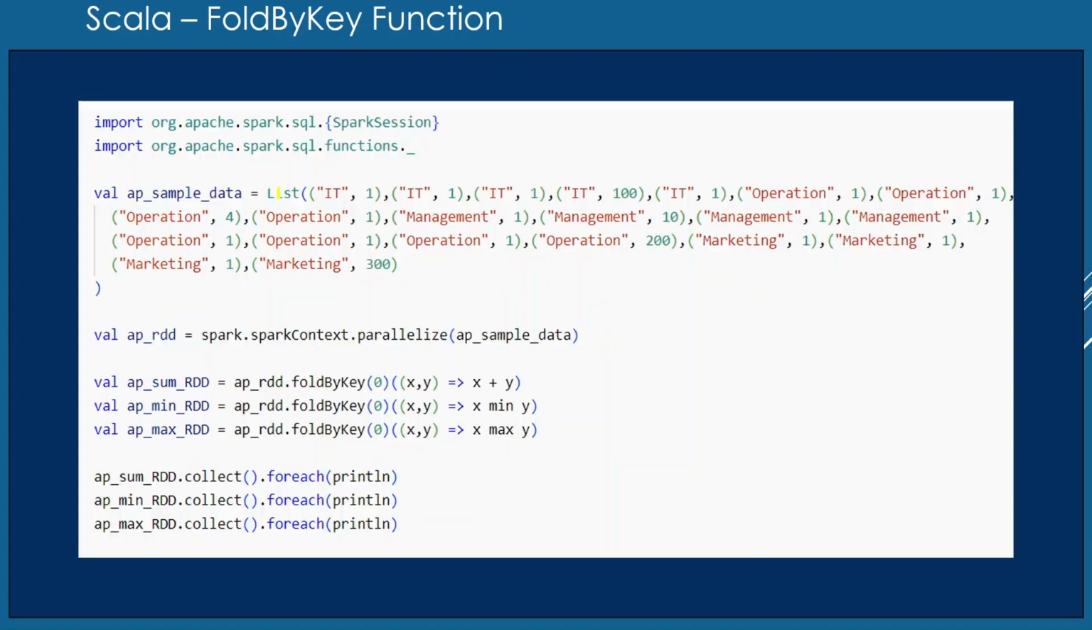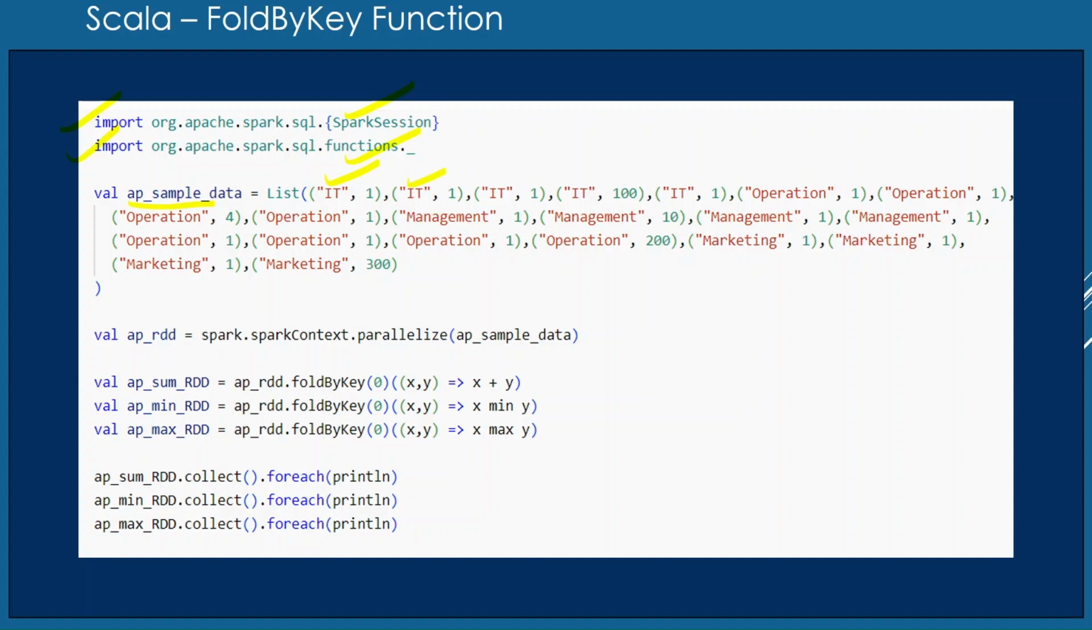I'm going to do this exercise to explain how we can do different kinds of aggregation with the help of the foldByKey function. Here I am just importing the Spark session, and I am importing all the functions with this import statement. Here I am creating a list in the form of key and value, because with foldByKey we are folding based on the key. So whatever aggregation function we apply with foldByKey will be applied on every key present in the RDD.